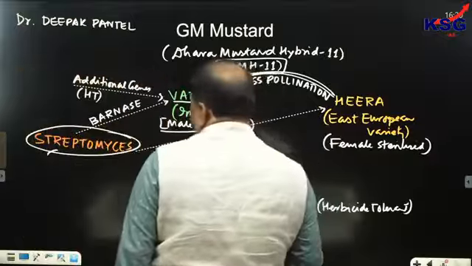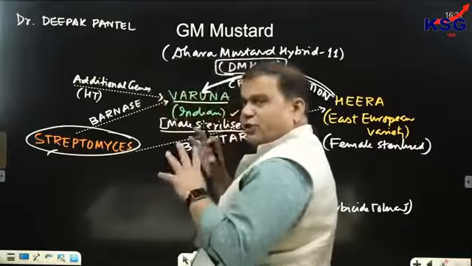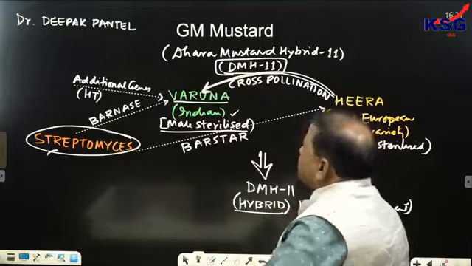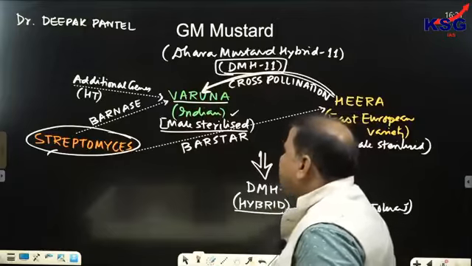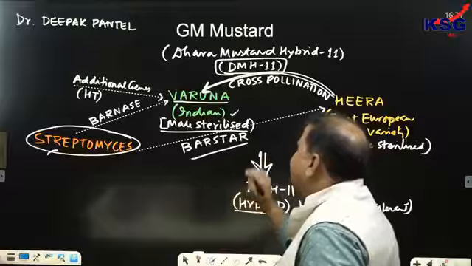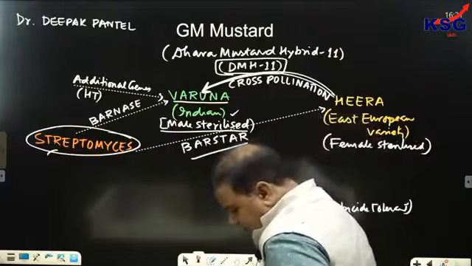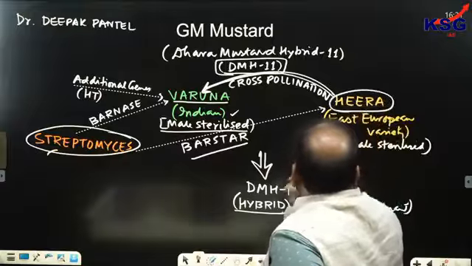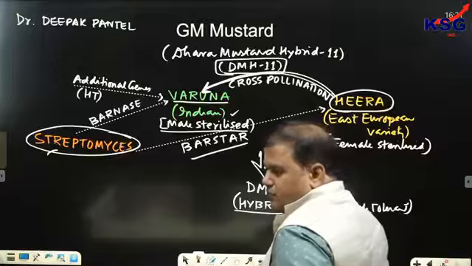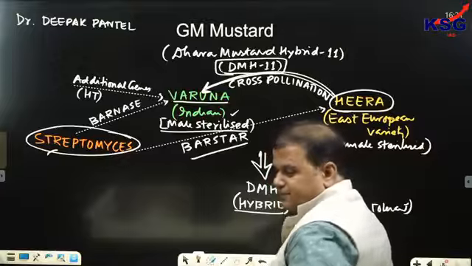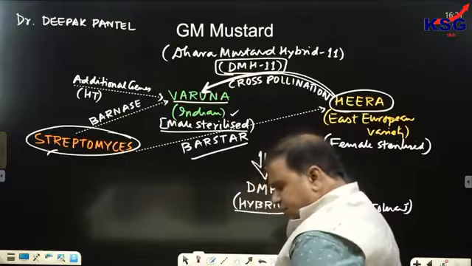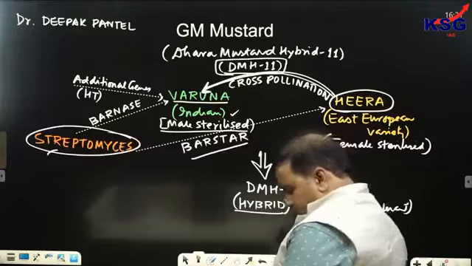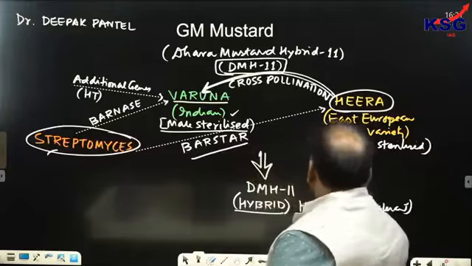Male sterilized means the androecium won't be functioning; the male part won't be functioning. From the same bacterium, a gene called Barstar was introduced in Hera for just the reverse impact. Clear?